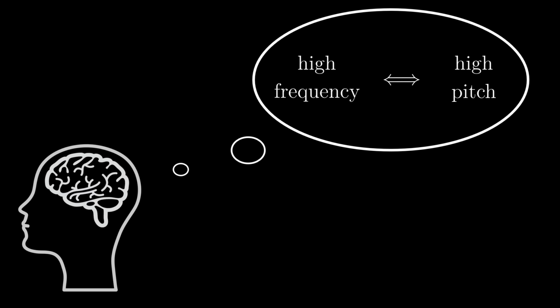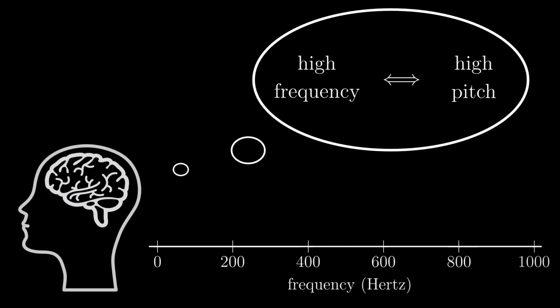Our ears and brain perceive tones with a higher frequency as having a higher pitch. So for example, that's how a 200 Hz tone sounds like. And this is a 1000 Hz tone.